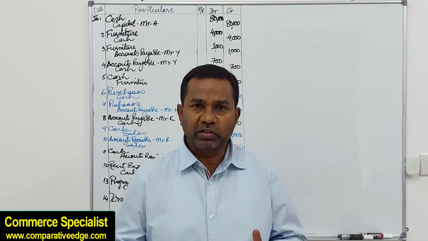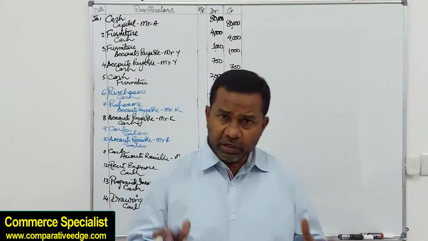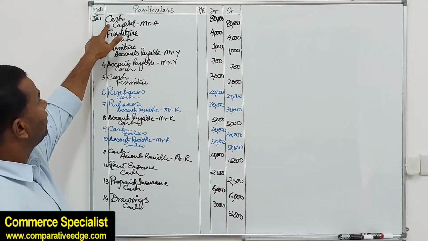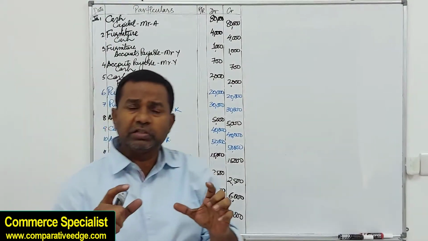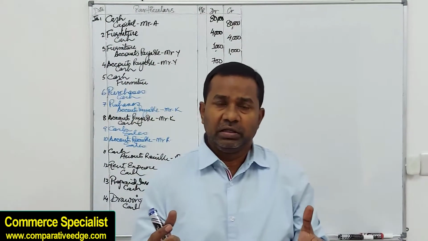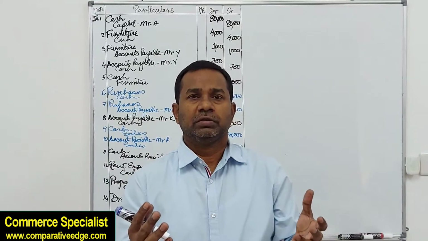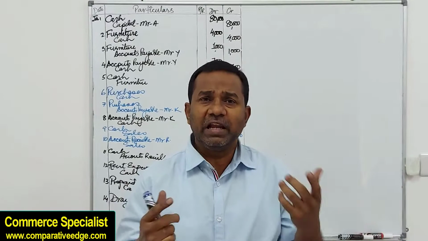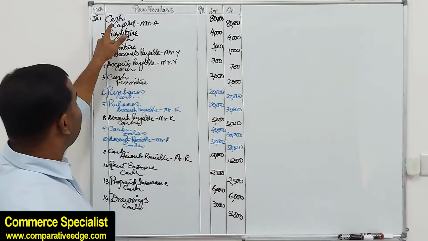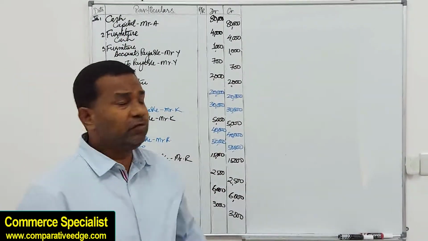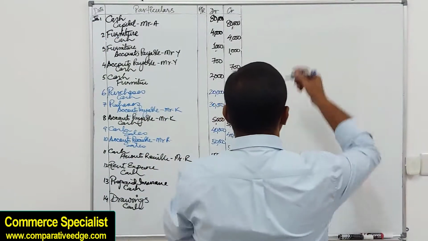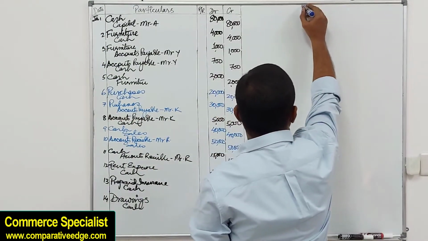So guys, when preparing ledger accounts or T accounts, what we need to do is look at the entries here. Look at the very first entry, cash. Now this cash is known as an account title. Just like names, Mr. A, Mr. B, Mr. Y, these are names. We call them names or account titles. So the very first account title is cash. So what I'm going to do is make a T account. I'm going to write cash here.